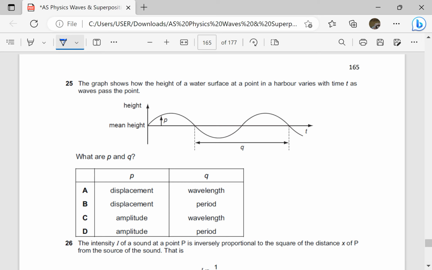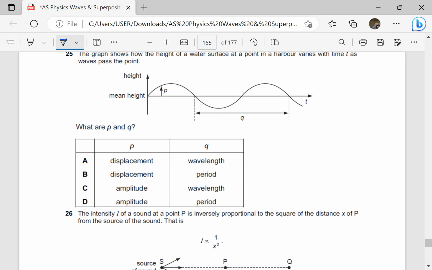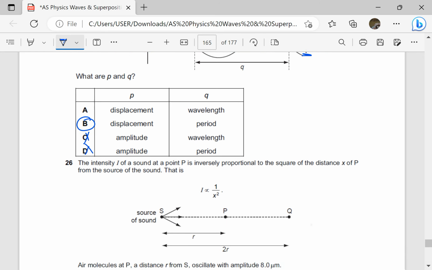The graph shows how the height of a water wave surface at a point in a harbor varies with the time as waves pass the point. What are P and Q? Note that P is not the maximum height, so it is not amplitude. So where we see amplitude, we ignore that one. P is just displacement. Q is this point and this point. This is against time. That must be period. So our answer is going to be B. P is displacement and Q is period.